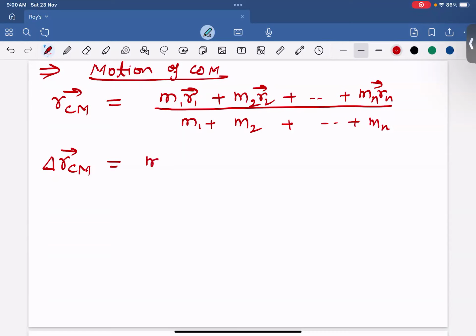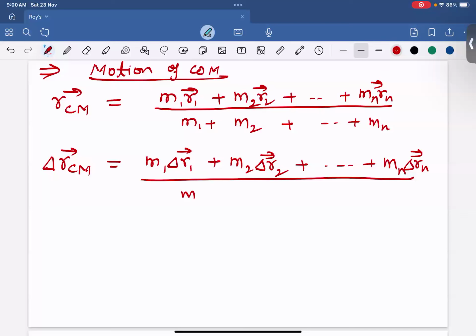If you want to find delta RCM, the displacement of center of mass, then you need to use m1 delta r1, where delta r1 is how much m1 has moved, plus m2 delta r2, where delta r2 is how much m2 has moved, up to mn delta rn, the displacement of the nth particle, divided by the total mass, m1 plus m2 up to mn. If you divide this by the time, then displacement by time will be the velocity. You can write the velocity of center of mass.